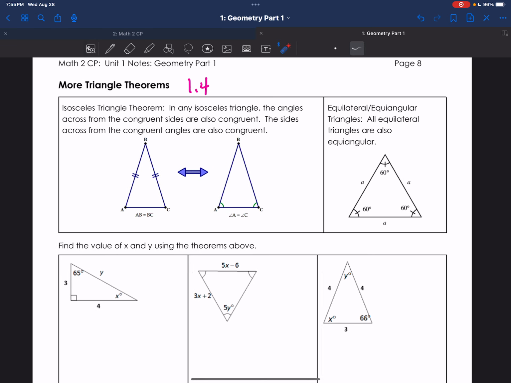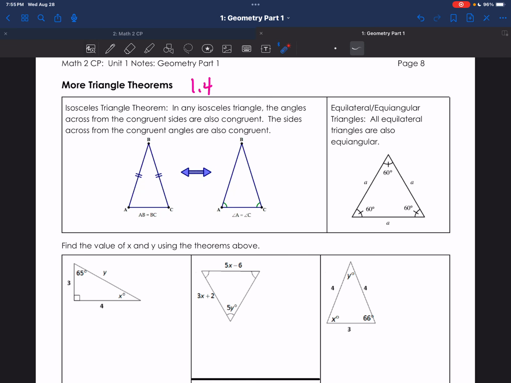And then more triangle theorems. So this one is basically saying for an isosceles triangle, in any isosceles triangle, the angles across from the congruent sides are also congruent. The sides across from the congruent angles are also congruent. So if you were to look here, for an isosceles, these are both the same. So then this is across from this guy, and this is across from this guy. So your opposite angles are going to be the same because your sides are the same.